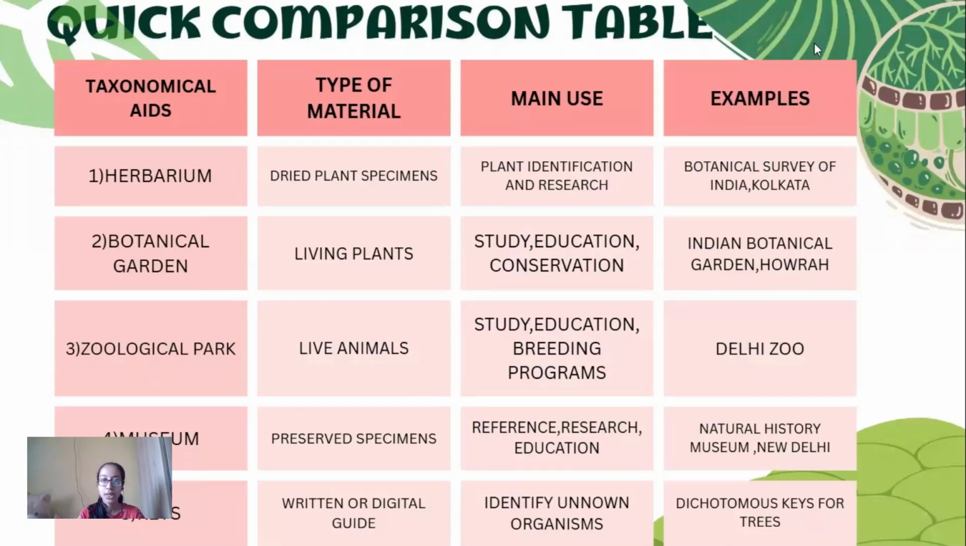Here is a quick comparison table consisting of all the five key taxonomical aids and their materials along with their main usage and examples of each one of them. You can always refer to this table for your quick revision during your exam time or for further studies. You can take a screenshot of this table or note it in your notebook and keep it for your studies. It will be very helpful.